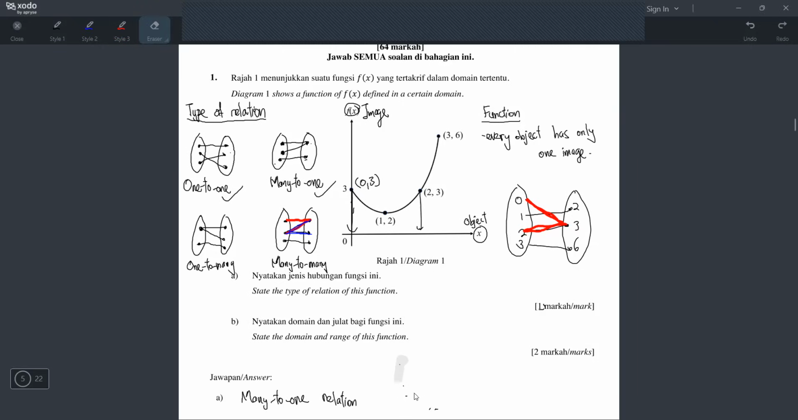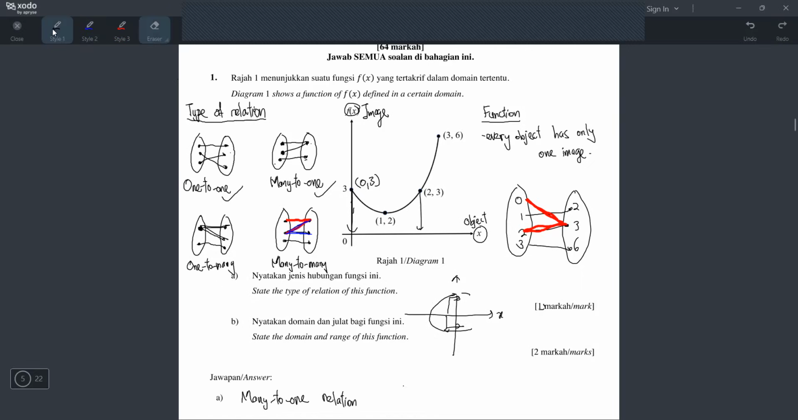But what if the curve is like this? Let's just give another example. The curve looks like this. Okay, like this, it will be one to many. You know why? Because one x value will give you two different y values. That's why one x value, one object, gives you two different images. Like this, we call it one to many.